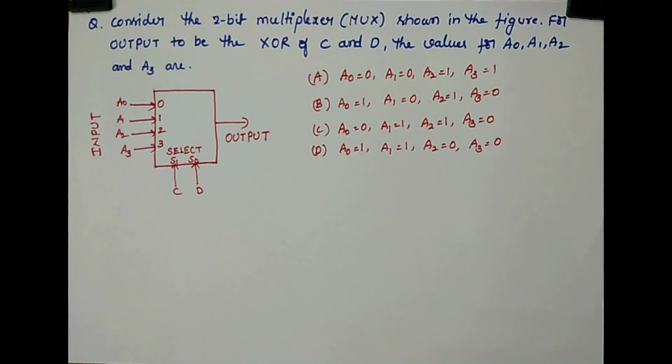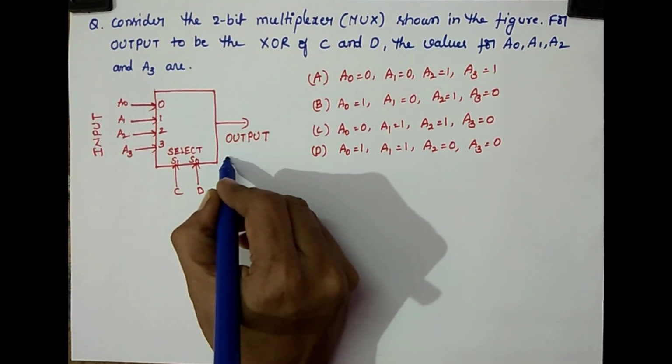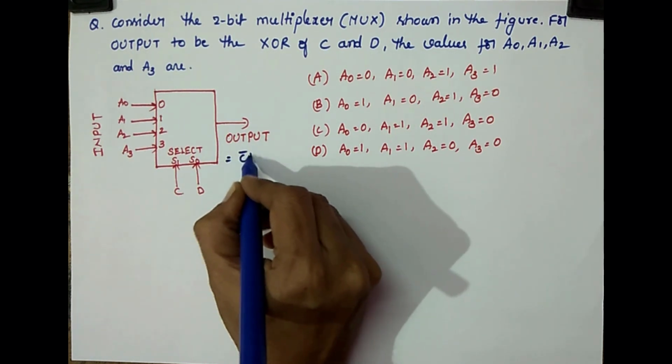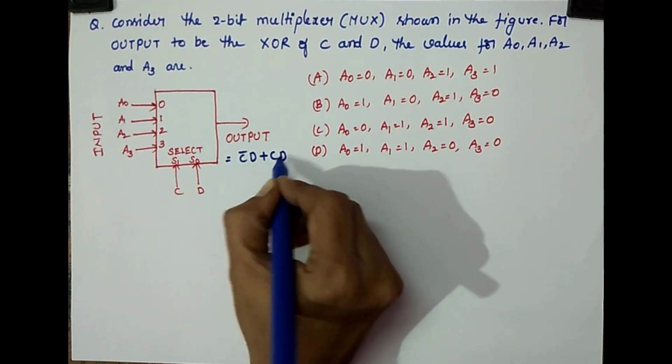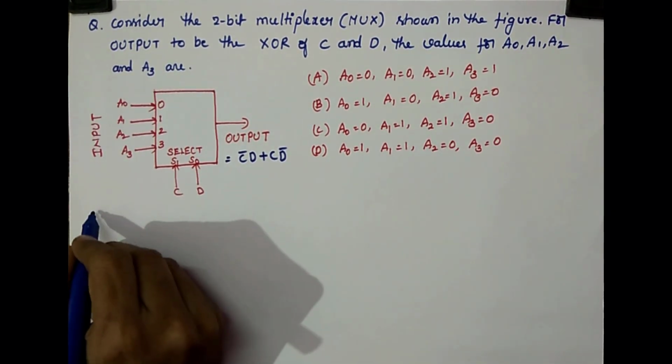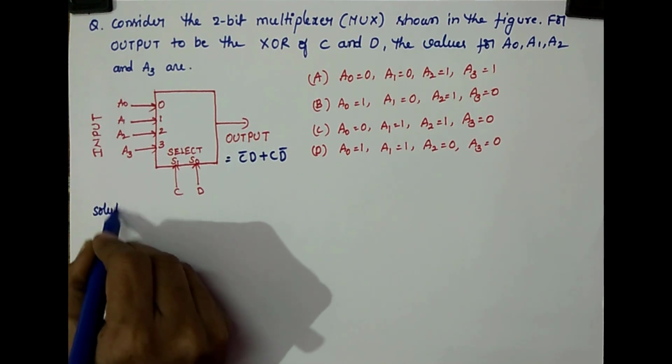What is meant by XOR of C and D? Output must be C bar D plus CD bar. So for what values of A0, A1, A2 and A3 is the output XOR of C and D, that is C bar D plus CD bar? Now, see the solution.